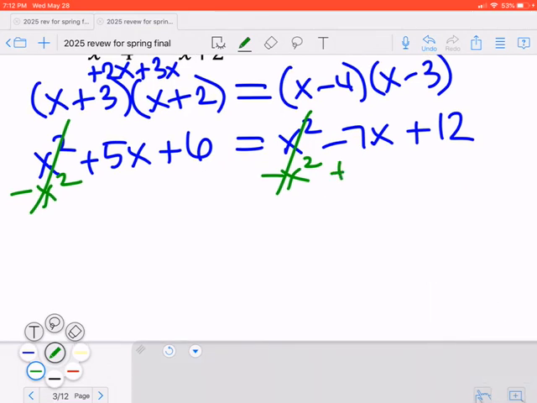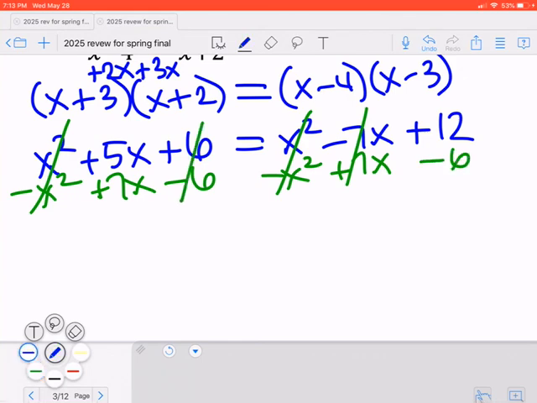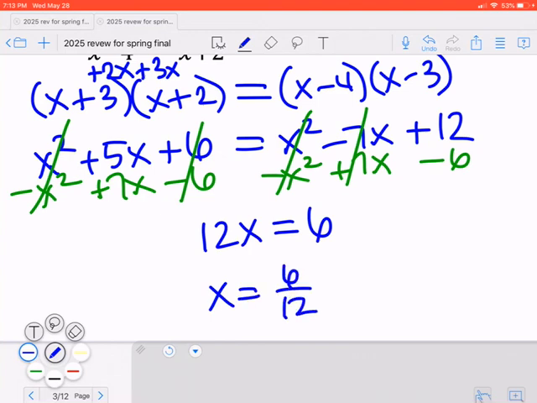So let's add 7x, and so our x's will be on the left. I'm going to subtract 6, so our regular numbers are on the right. 5x plus 7x is 12x. Equals 12 minus 6 is 6. Divide both sides by 12. So x is 6/12, which of course is 1/2.